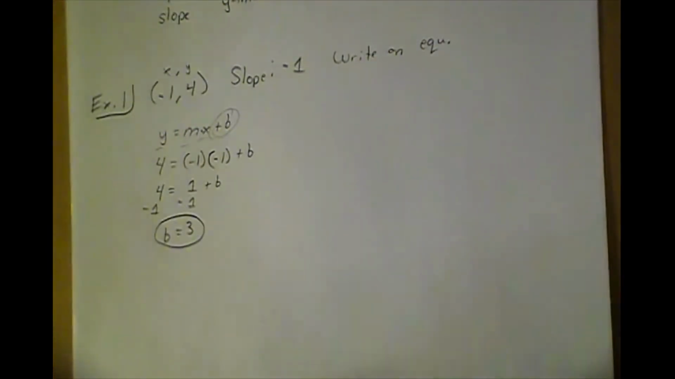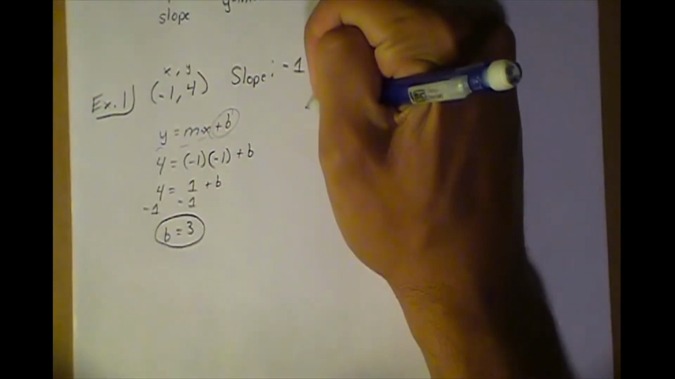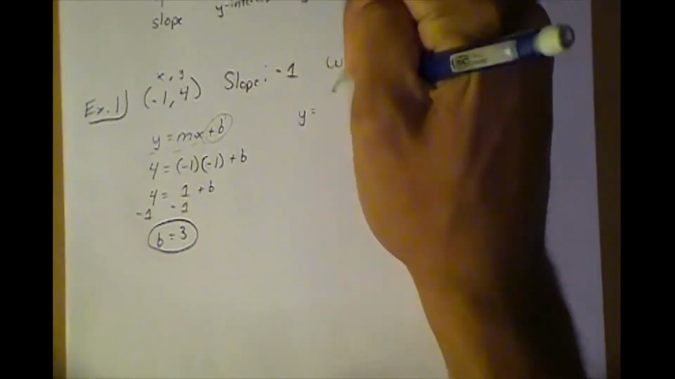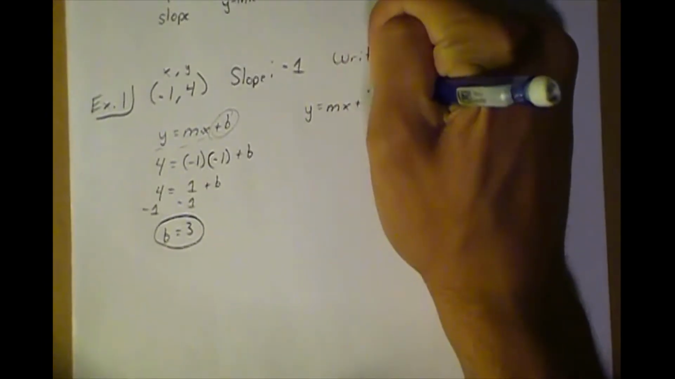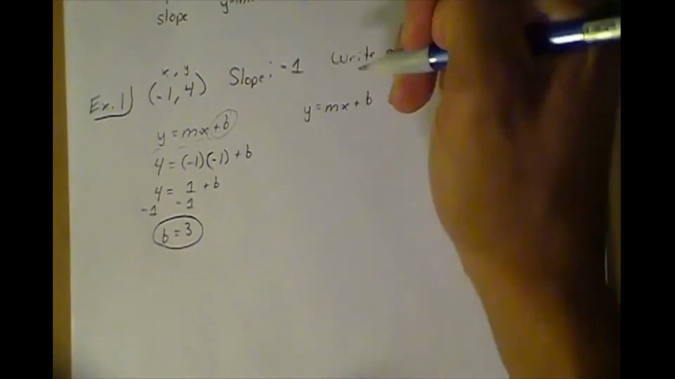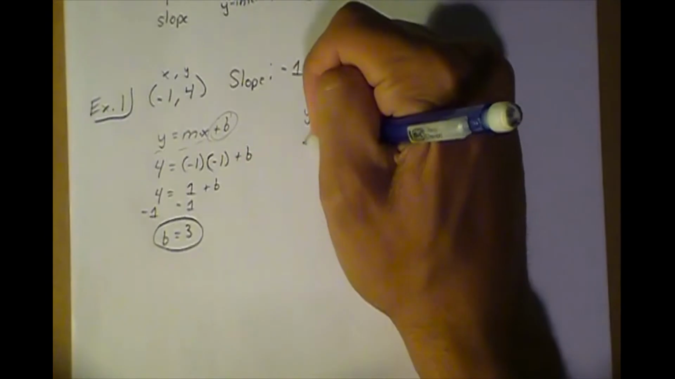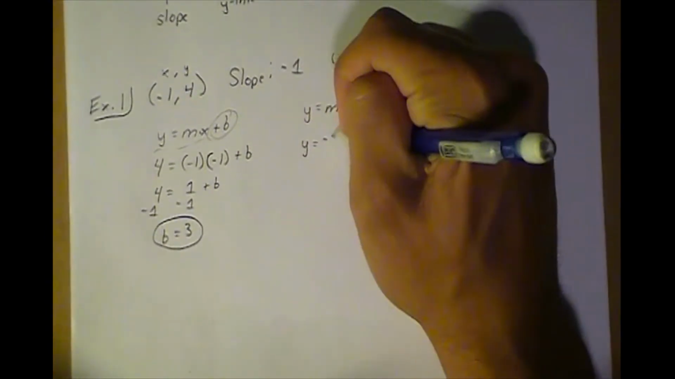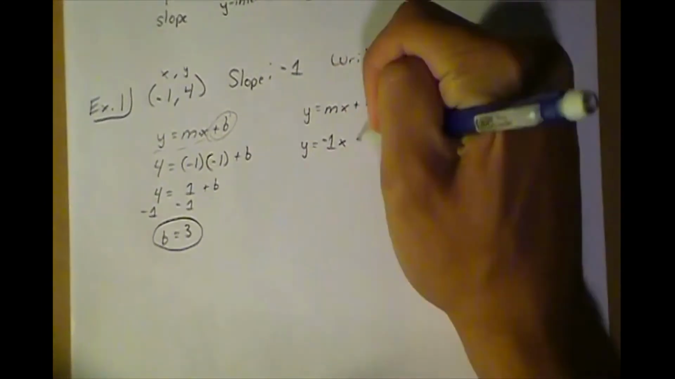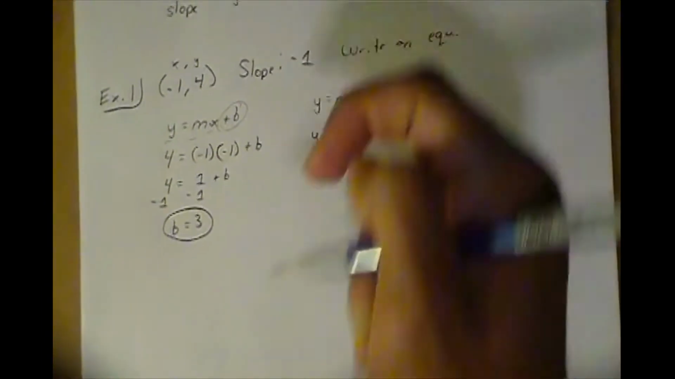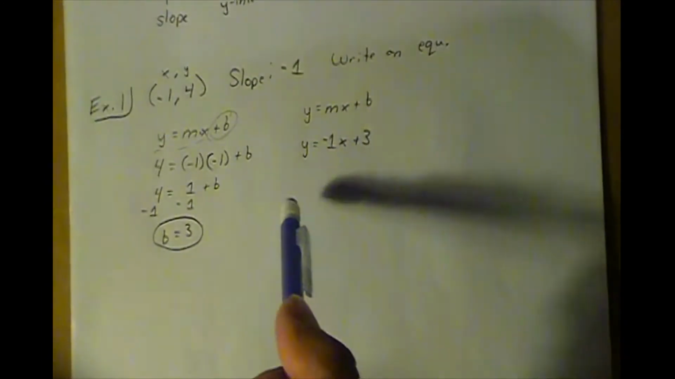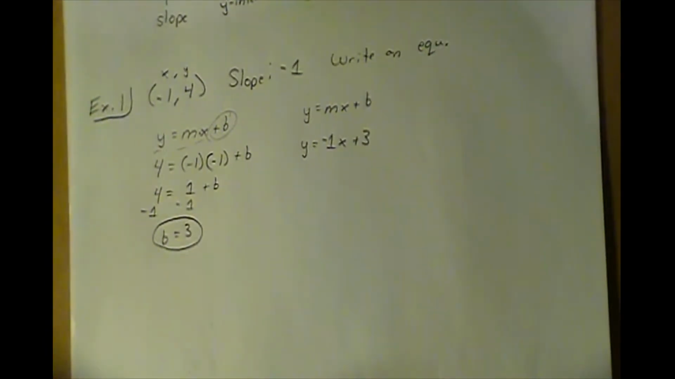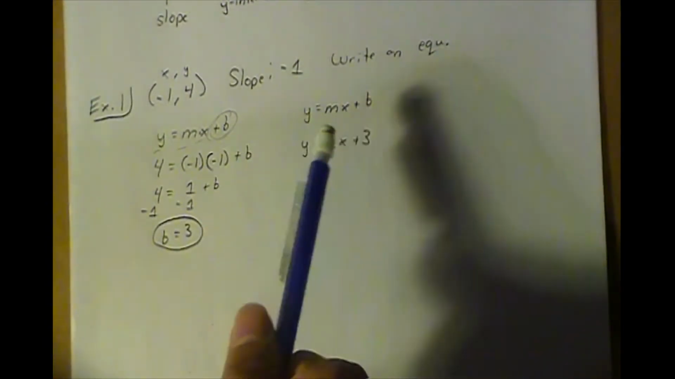Now that we have our y-intercept, we can write the equation of our line. So we'll say y is equal to mx plus b. Now we'll plug in the values that matter, which is the slope, -1 times x plus 3. Great. Now we have our equation, and we could find any point using this equation.